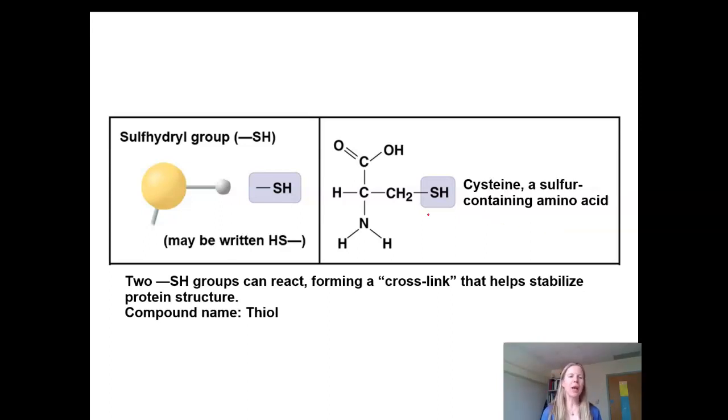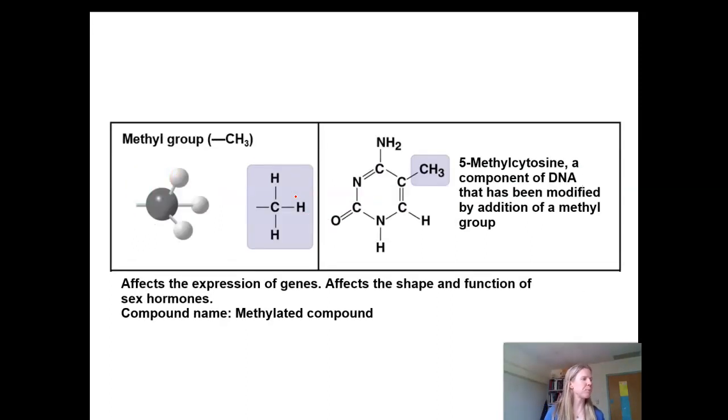Sulfhydryl group. So we haven't talked much about sulfur, but this ends up being really important in proteins. We'll talk about it more in the next chapter. So this sulfhydryl group, you have a sulfur attached to a hydrogen, and we'll see this in proteins. A lot of times the way they kind of fold has to do with interactions between these sulfur groups.